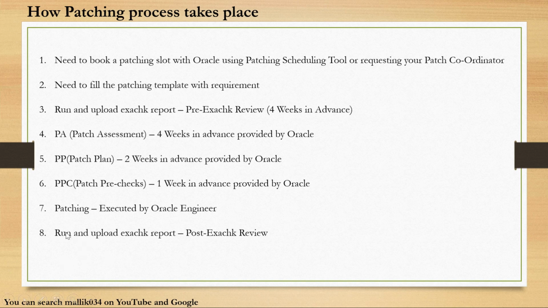It is not necessarily the customer who has to run and upload. If the Oracle engineer has root access on our system, he can run it by himself, review it, and then give a sign off to the customers. This is typically 8 steps, I can say, in each patching process or platinum patching process, right?